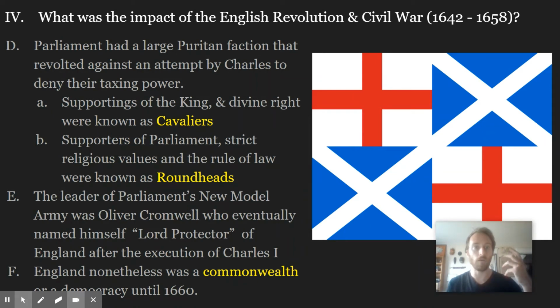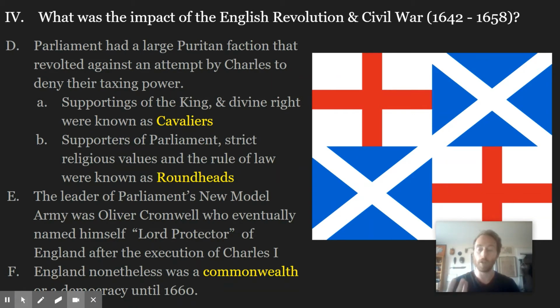you've got the idea of rule of law. This is in direct contrast to the divine right of kings, right? The idea that everyone has to follow the same set of rules cannot exist in the same world where a king has God's permission to do whatever they want. So the supporters of the king and frankly autocracy, meaning rule of one, or, undemocracy, I know that's not a real word, they are known as the Cavaliers.